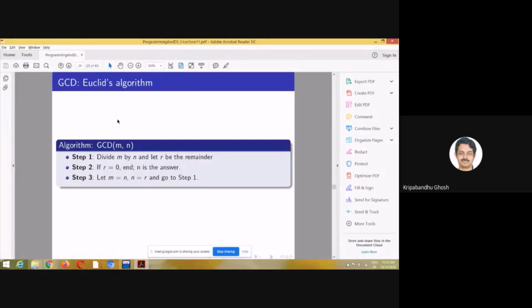So GCD of two integers, m and n, is the largest integer which divides both of them. So there can be several ways of doing it. Possibly what you have also done in your school days is as follows. You basically would have done something like this, right? So let me show you how to do that.